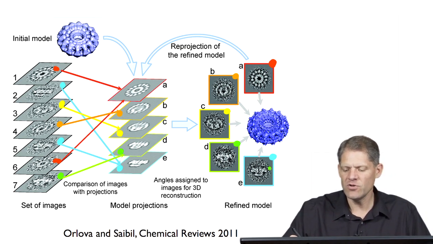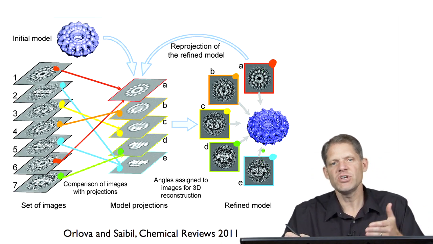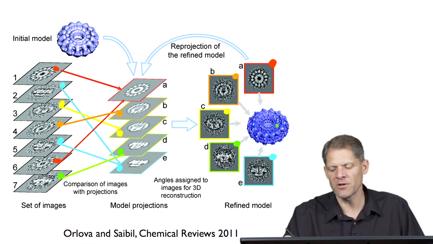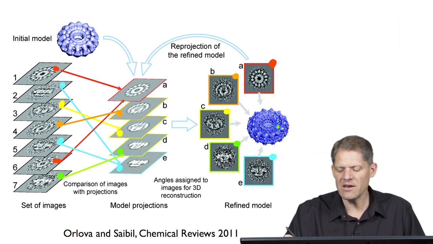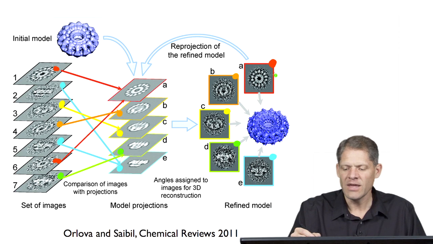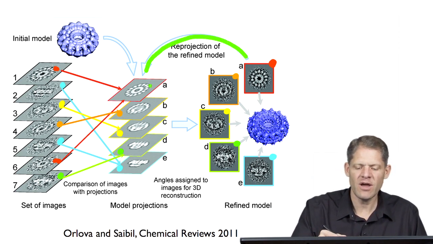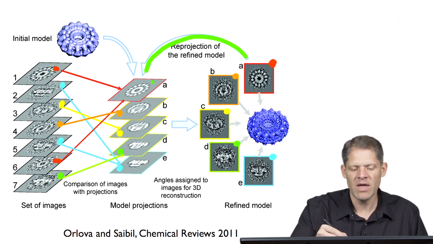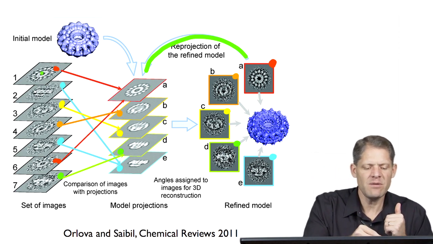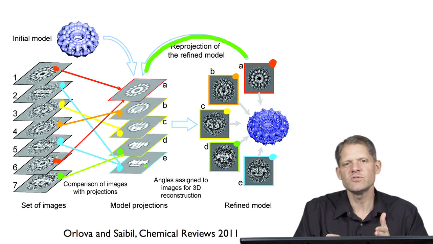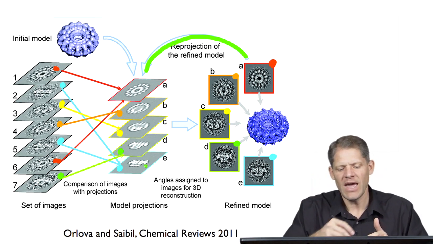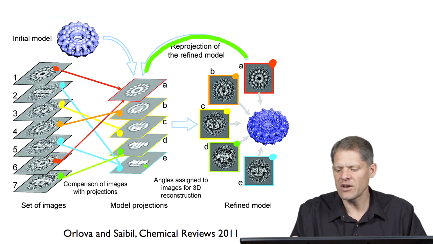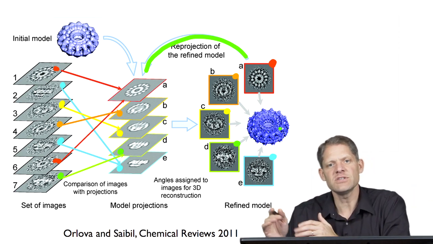Once you have this set of new class averages, they are merged in reciprocal space again to produce a new refined 3-dimensional model of the particle. Then this refined model can then be reprojected into another set of reprojections. And again, our experimental images can be matched against them. And so individual experimental images can be assigned to different views in different iterations of this process. And the whole process is iterated until the classes converge and the final model converges. And the resolution increases all along the way.